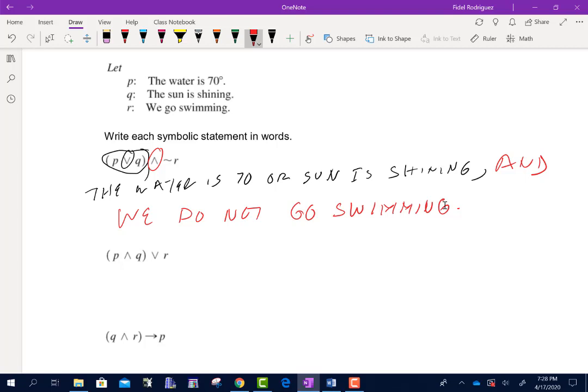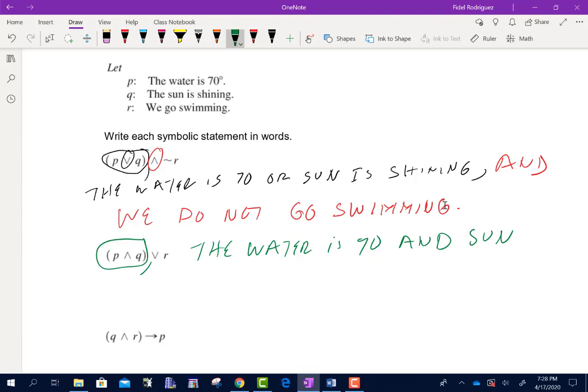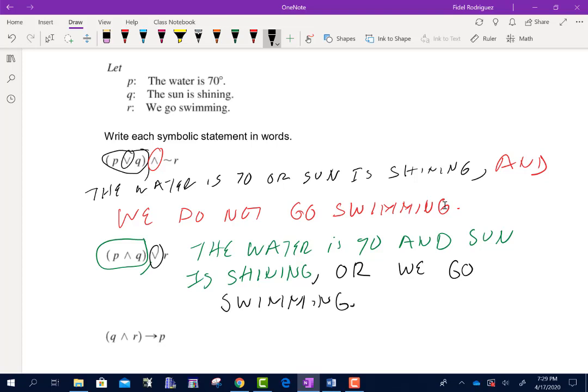All right. So again, I'm going to do the same thing for the next one. Notice these are in parentheses, so that's going to be my comma. P is the water is 70. My little up arrow is and Q, the sun is shining. And then I have my comma. My down arrow is my or, R. We go swimming, right?